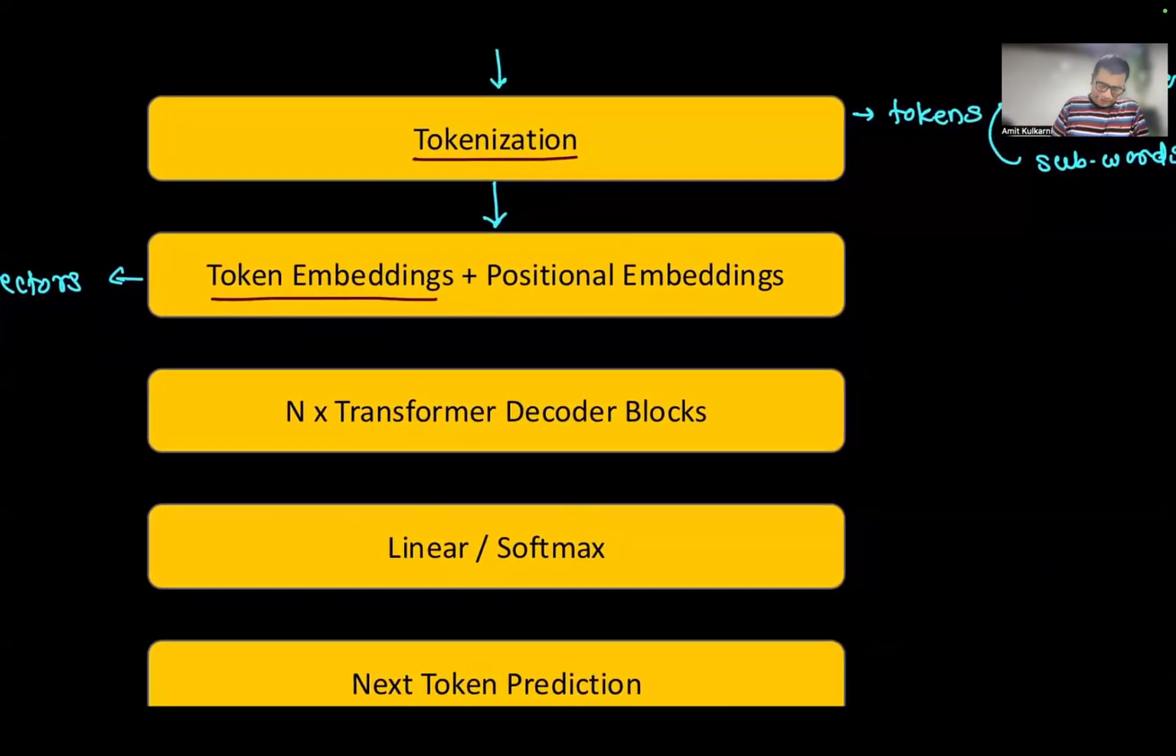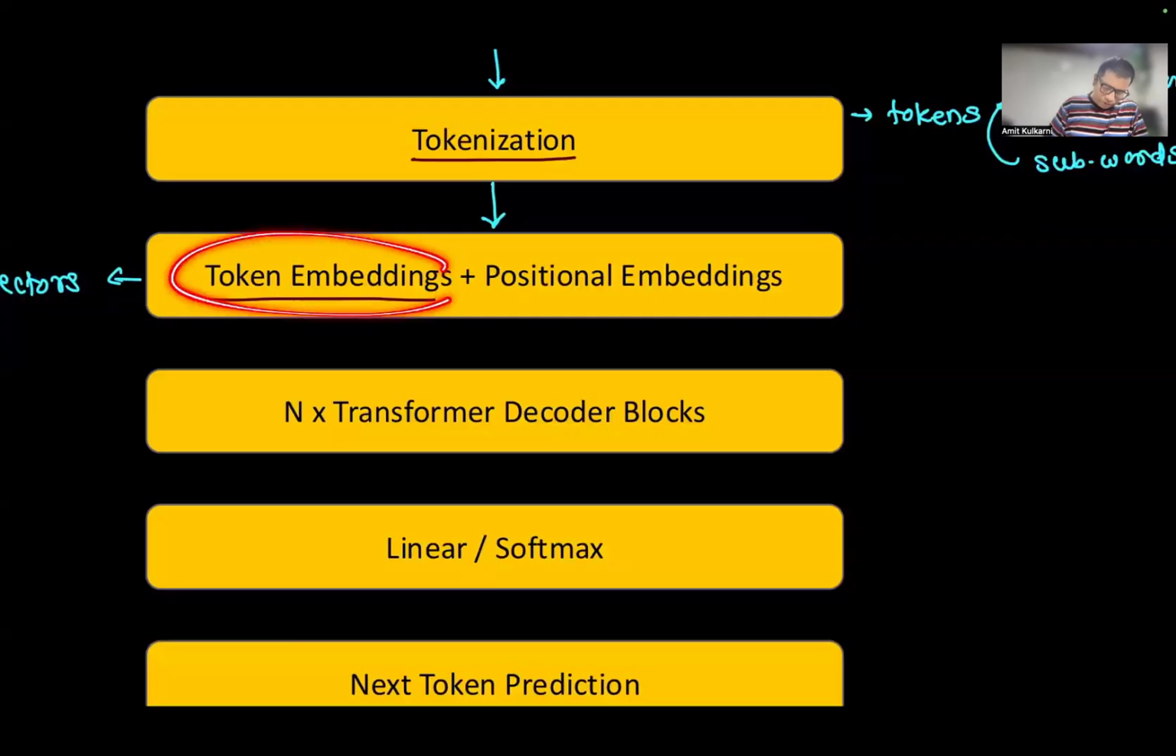We'll see that later. Now, once you have the token embedding, you want to understand where in the sentence the word is placed. This is called positional encoding. Let me give you a small example of it. Think about this. I'm making a statement.